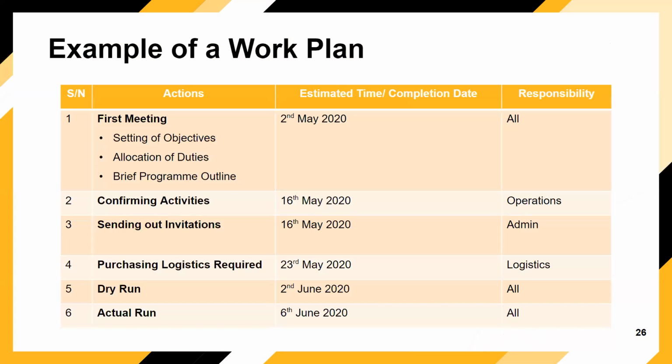So this is an example of a work plan. It's quite straightforward, so you can take a look and read. So there's different columns to it, right? There's actions, estimated time completion date, and which department is in charge of it. So this gives the committee and whoever's reading it a very clear picture of what you're supposed to do by each timing, essentially the timeline.